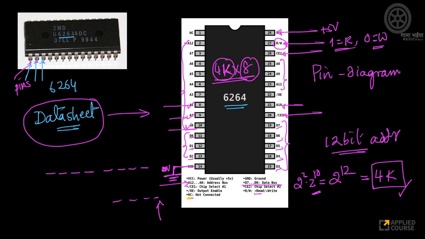Again, there is this line called NC. This is not connected. We don't have to connect this to anyone. We can just ignore this. This pin was added just for symmetry. This is a useless pin. You can just ignore it. You don't have to connect this to anything.